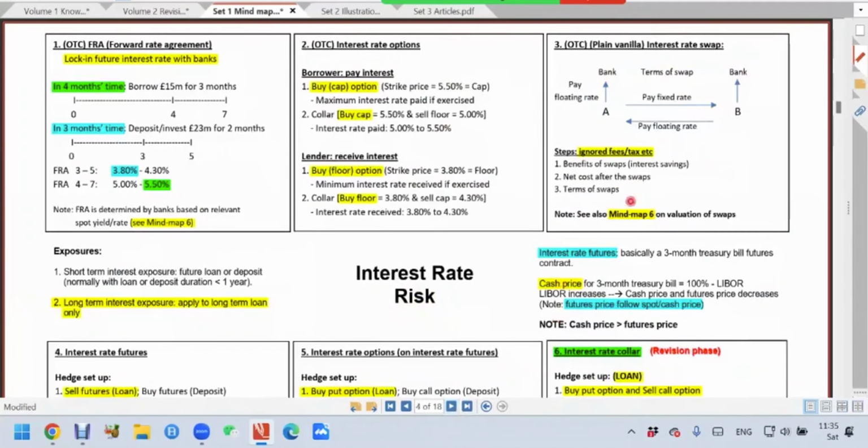In the second mind map, we have the interest rate swap. After we have gone through interest rate swap, then we come back to the currency swap. Get a big picture first, then we go into detail.